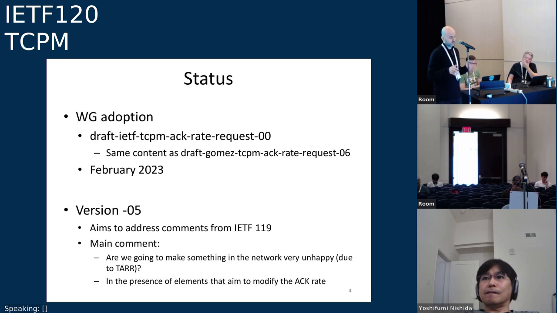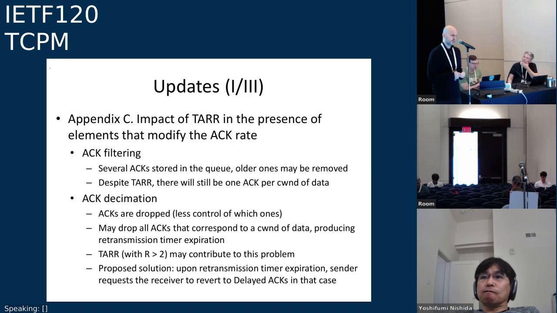And actually the main comment was, are we going to make something in the network very unhappy because of TARR? And that was in the context of the presence of elements that aim to modify the ACK rate between the 2 communicating endpoints. Next, please. So in order to try to address this point, we have first added Appendix C, where we aim to analyze the impact of TARR in the presence of such elements that modify the ACK rate.